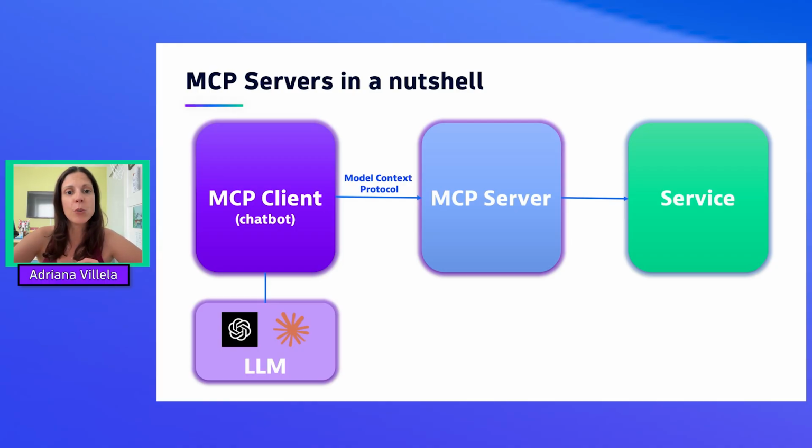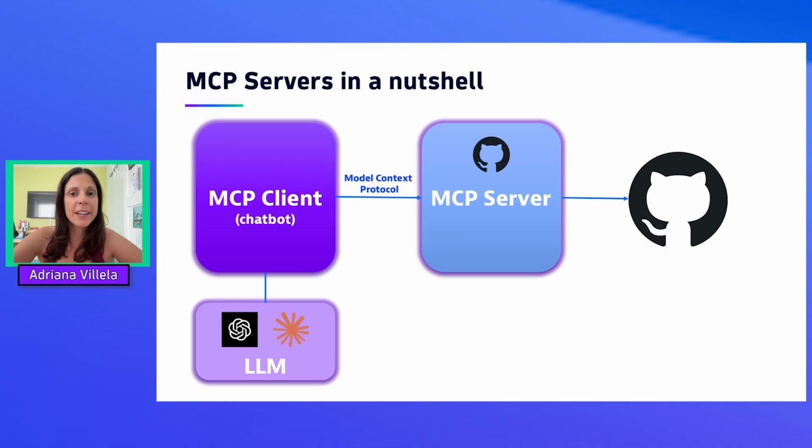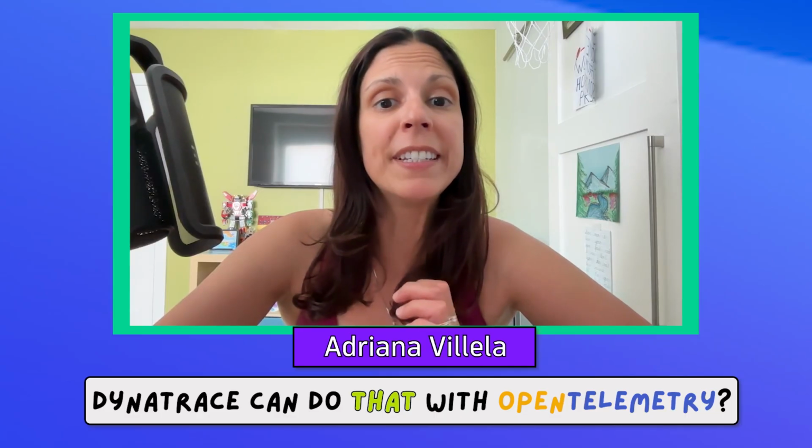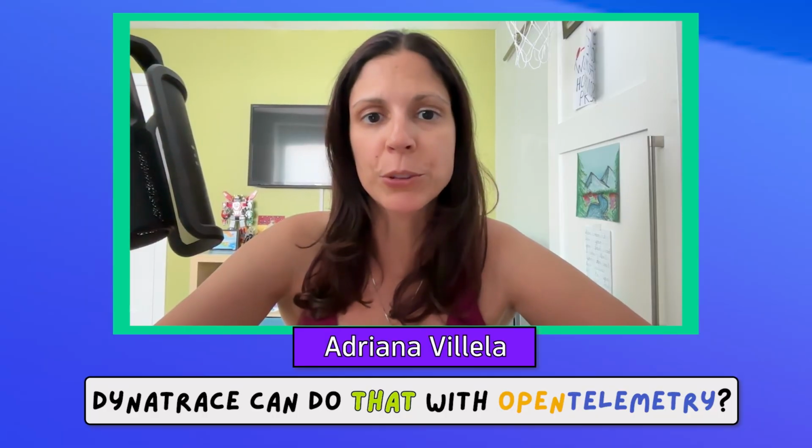For example, if you want your LLM to interact with LinkedIn, you would connect it to a LinkedIn MCP server. If you want your LLM to interact with GitHub, you would connect it to a GitHub MCP server. Note that the MCP server and service are typically maintained by a service provider wishing to make that service available for consumption. Now, the Dynatrace MCP server allows you to interact with Dynatrace.